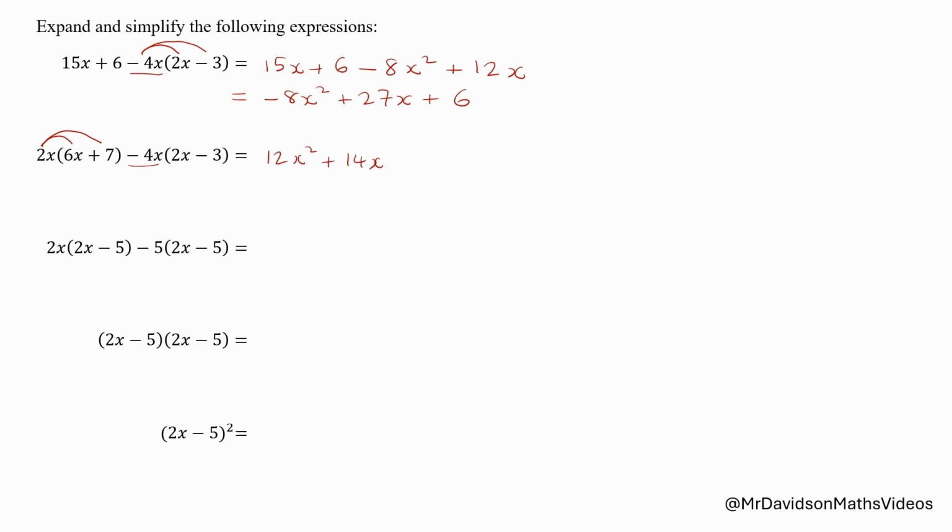The bracket on the right hand side now gives minus 4x times 2x gives us minus 8x squared, and the minus 4x times minus 3 gives plus 12x. We can simplify this. 12x squared minus 8x squared gives us 4x squared. 14x plus 12x gives us plus 26x.